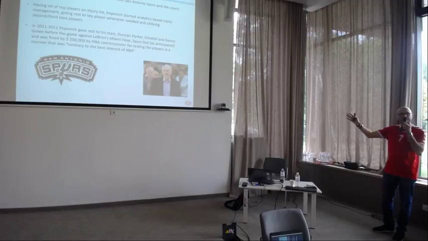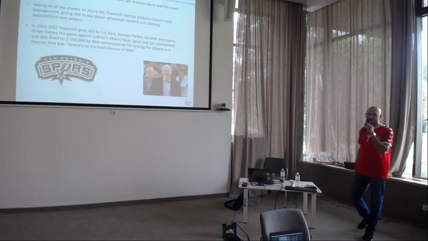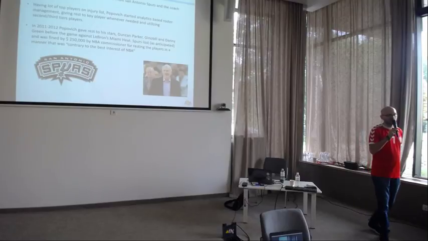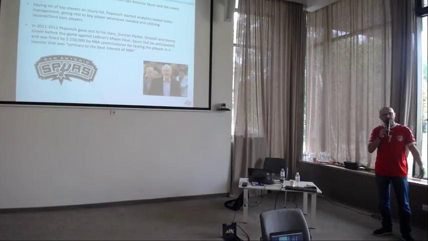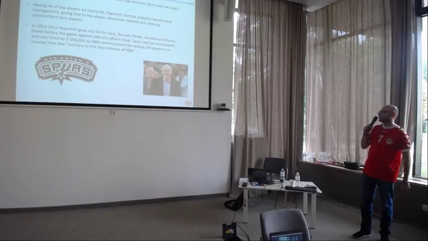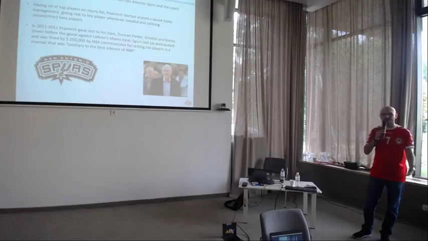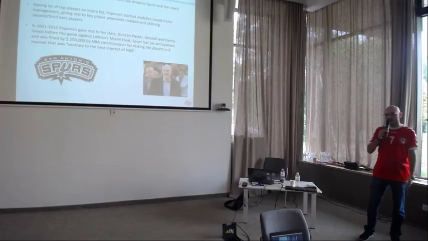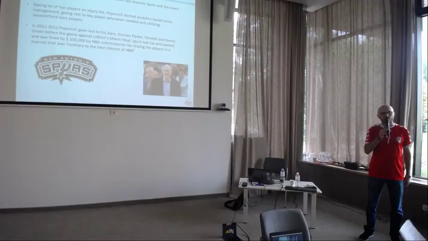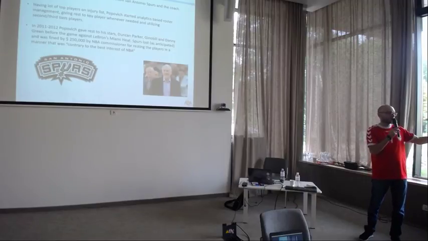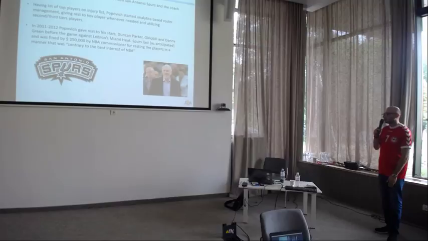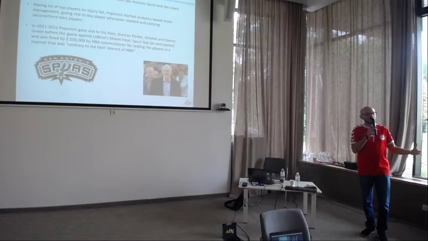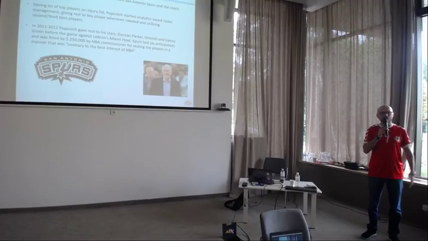Now, Greg Popovich. This is the guy who actually started the latest analytical revolution in basketball. What he did, at some point during his tenure, during the mid-season, he understood that a lot of his players were getting injured, and he had a very short bench, meaning that there were not that many players to substitute the stars. So he started using analytics to make his roster work better: which player needs to play, which one needs to rest.